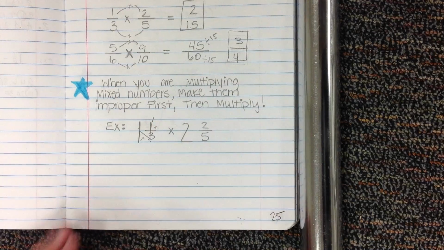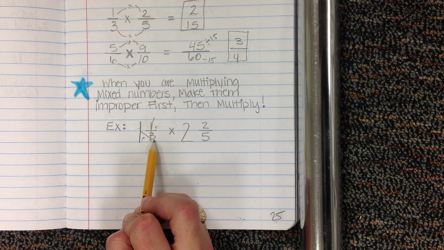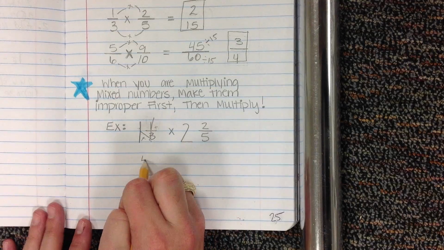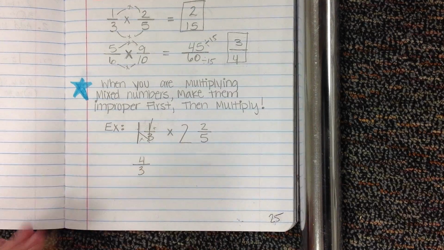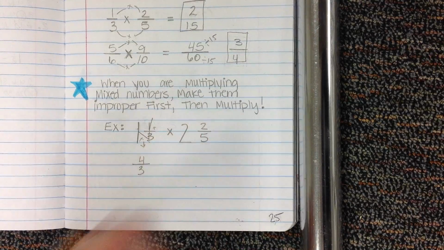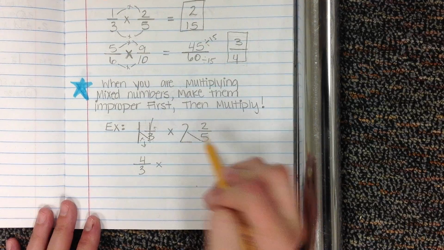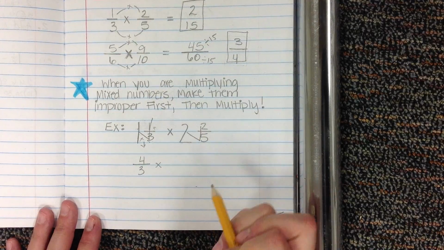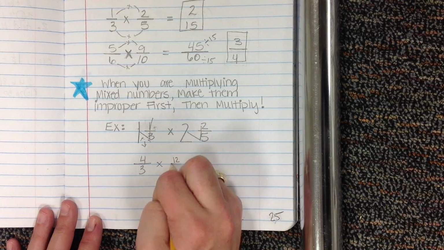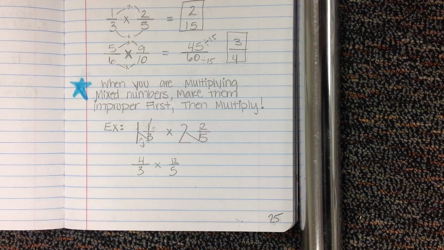If you remember something from a different grade level, that's fine. You can do whatever you do so long as you're getting the same answer. So 1 times 3 is 3, plus 1 is 4. It's still out of thirds, so 4/3. All I did was change this mixed number into an improper fraction. Times 2 times 5 is 10, plus 2 is 12. Now I don't have improper or mixed numbers anymore. I've got improper fractions, but I can use them.